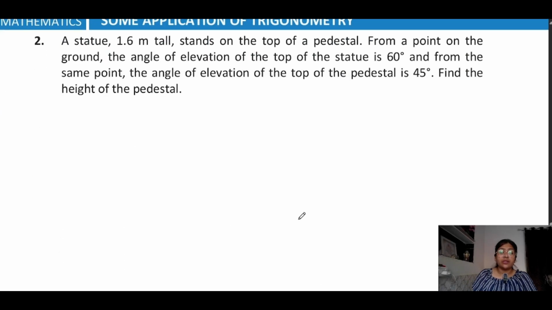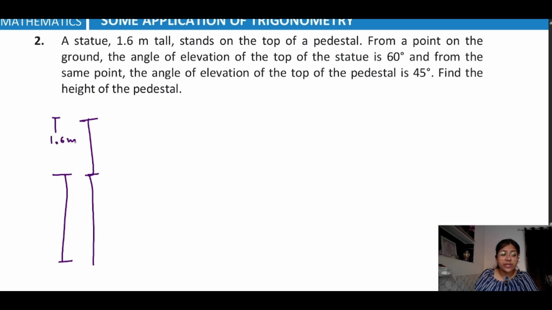Yes, try this question. A statue, 1.6 meter tall, stands on the top of the pedestal. Let this be the pedestal. At the top of this, there is a statue. How tall? 1.6 meter tall. A statue 1.6 meter tall stands on the top of the pedestal.